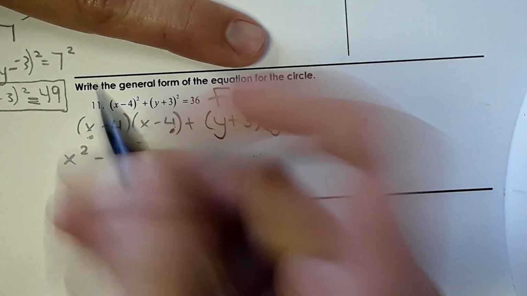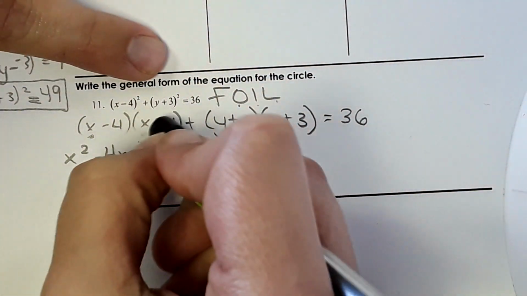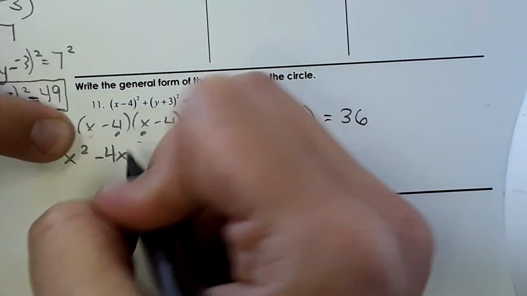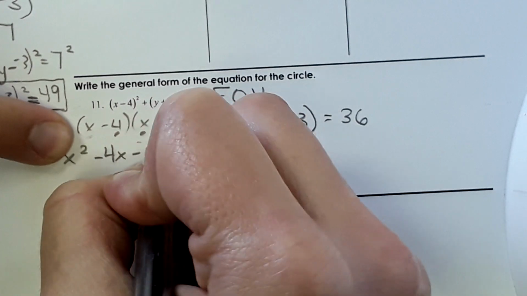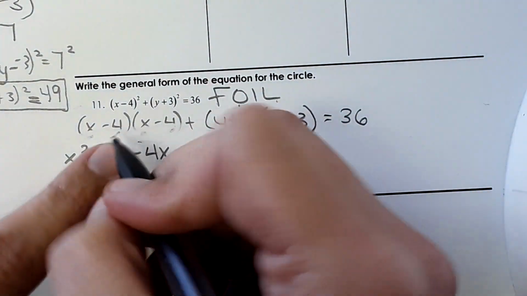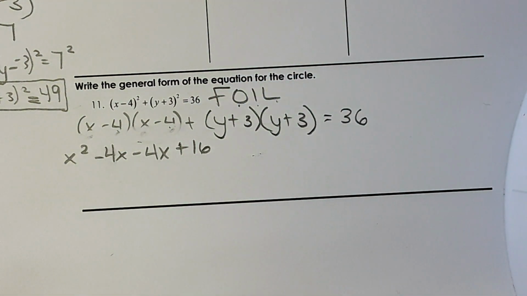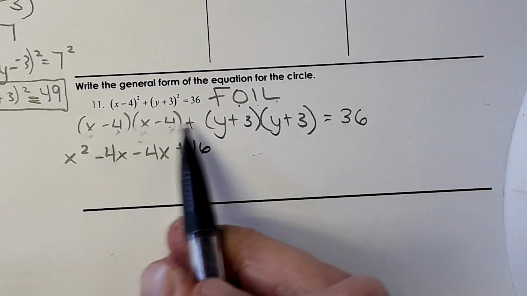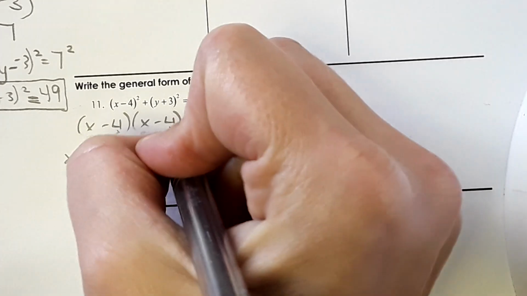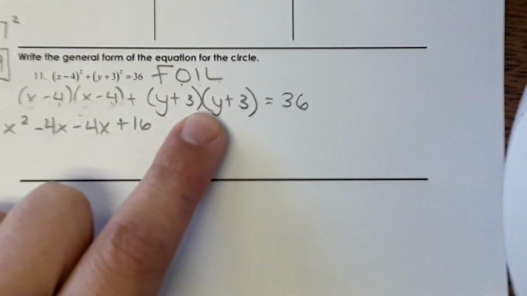So you get negative 4x. That's outside. And then inside, negative 4 times x, so minus another negative 4x. And then the last two terms would be negative 4 times negative 4, which is 16. So we just FOILed this, factored it. That's it. Okay, now we're going to do the same thing to these two terms using FOIL.